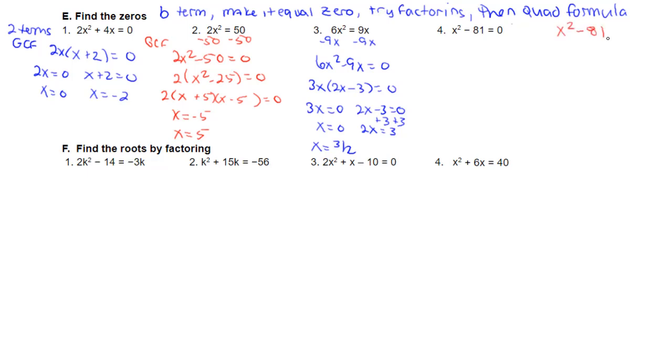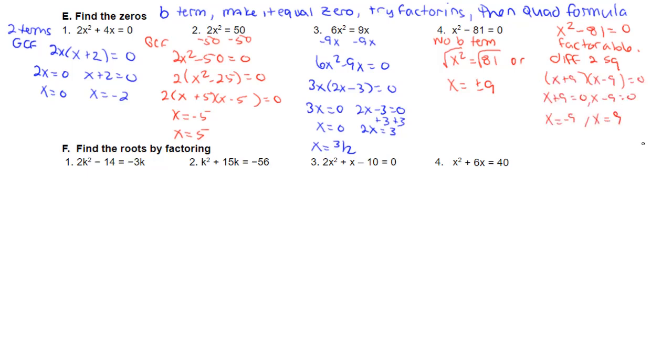And then number 4, there's 2 ways to do this. First, we could see there's no b term, so we could go ahead and get the square guy by itself and square root both sides. Or we also could see this is factorable, difference of 2 squares, and so we could factor it, make it equal to 0, and we'd still get +9 and -9.